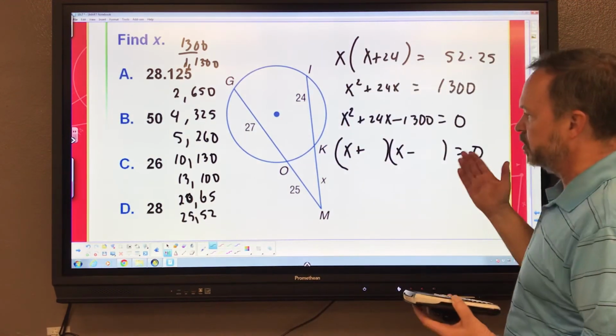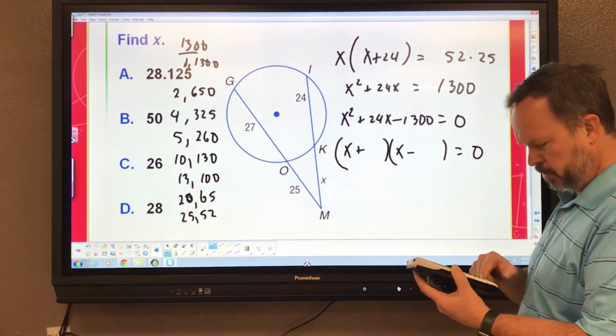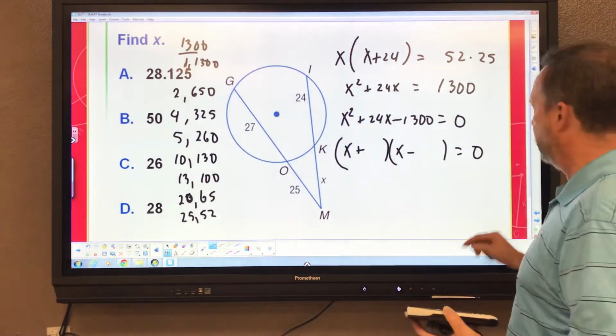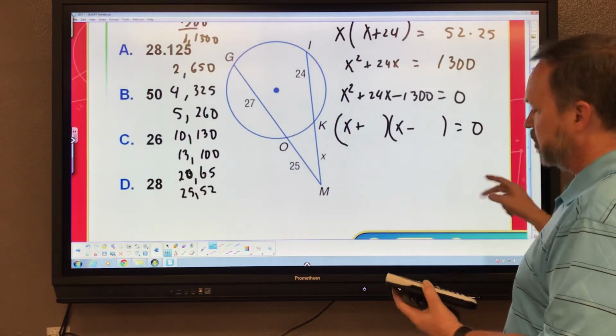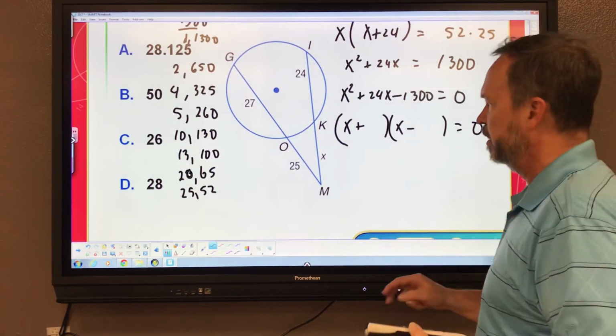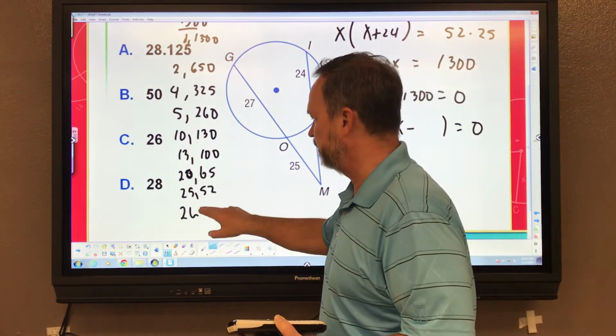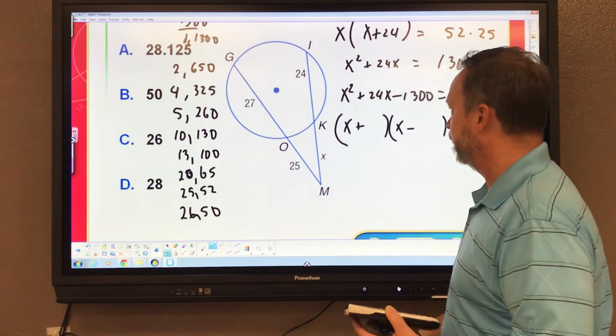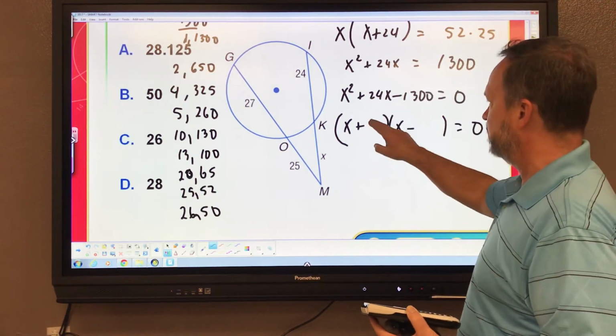I'm looking for a difference of 24. That doesn't work either, does it? But I am in the neighborhood. So I'm going to try 1,300 divided by 26. I get 26 and 50, and that's my difference of 24, right? And so in order to be positive, it had to be this way.